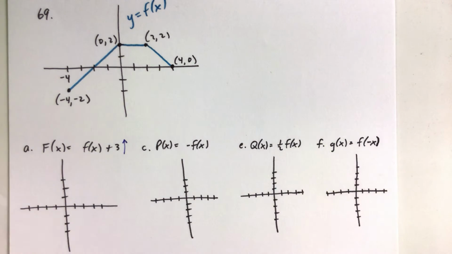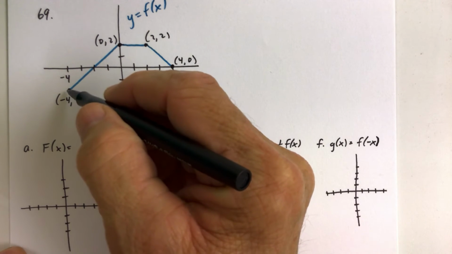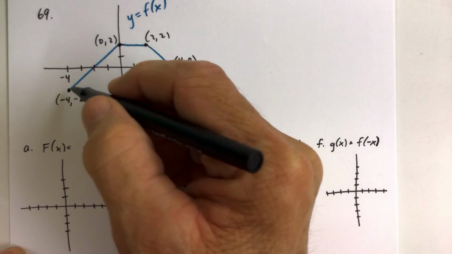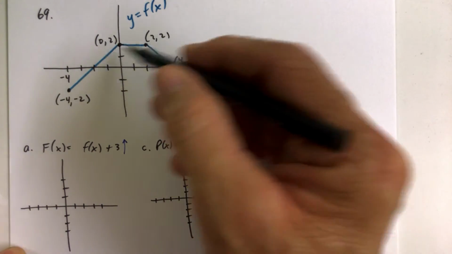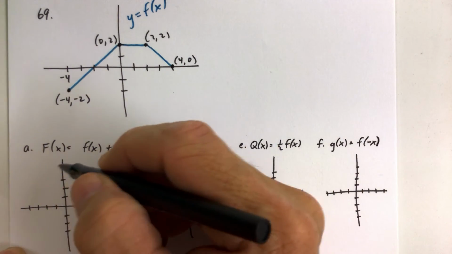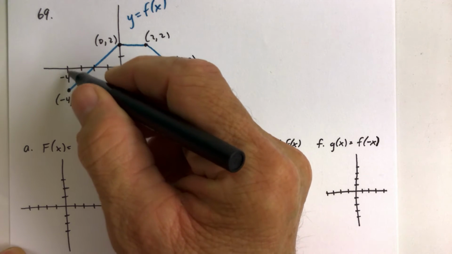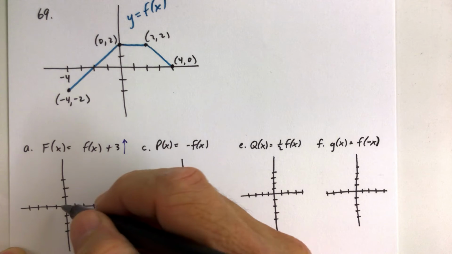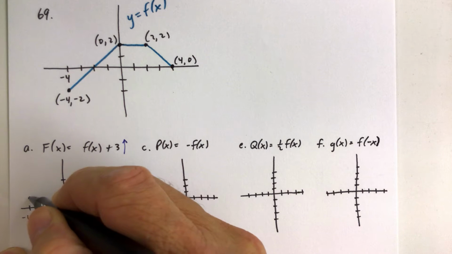So each of the points that we see on the graph of f of x, like starting with this one here, -4, -2, we're going to move that point up 3 units. So we're going to move every point that we see on the graph of f of x up 3 units, okay? So -2 plus 3, so up 3 means 1, 2, 3. That means that that point right there would translate to 1, 2, 3, 4, -4, 1.